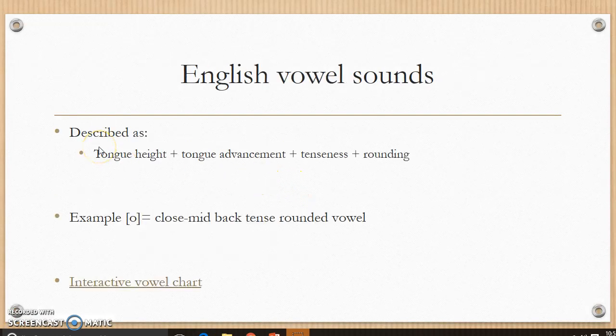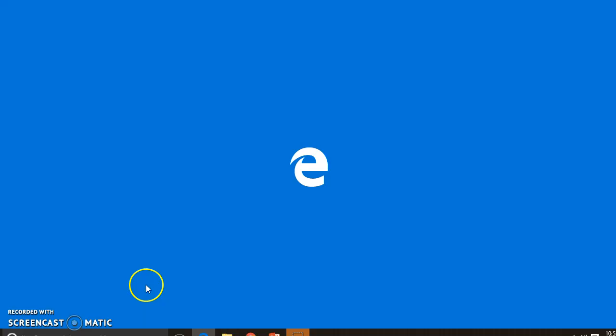So our vowel sounds, we know they're always going to be voiced. Our vocal folds are always closed when it comes to vowel sounds. So how we describe our vowel sounds is we talk about our tongue height, our tongue advancement. So is it in the front of our mouth? Is it in the back of our mouth? Our tense, and then our rounding. So are our lips rounded? Are they unrounded? So here's a vowel chart that'll let you play with the different sounds, the vowels.